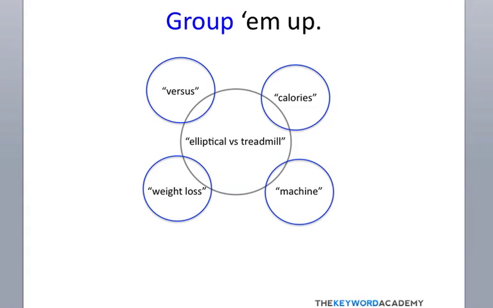And we want to make sure that our post not only hits that primary keyword very effectively, but it also grabs all the long tail variations. So when someone types in elliptical versus treadmill for weight loss, we want to be there. When they type in burn more calories with elliptical or treadmill, we want to be there. If they type in elliptical machine versus treadmill, we want to be there.